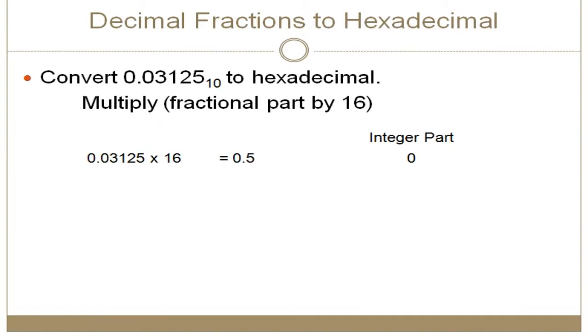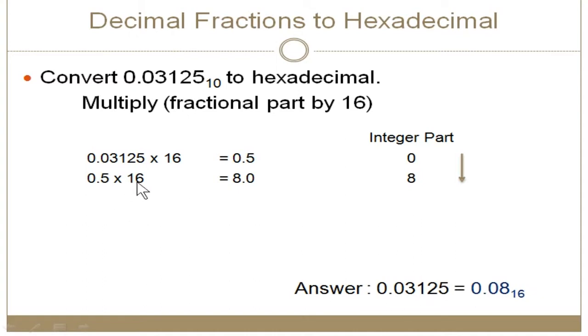Now you are going to see decimal fraction to hexadecimal. Here you are going to multiply by 16. The example is convert 0.03125 base 10 to hexadecimal. So multiply the fractional part by 16. 0.03125 into 16, you get 0.5 as the answer. The integer part is 0, which is taken aside and written by the side. Now the remaining value is 0.5, which should be multiplied by 16 again. So you get 8.0.